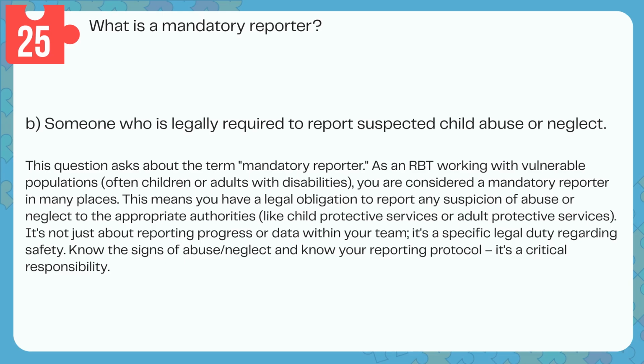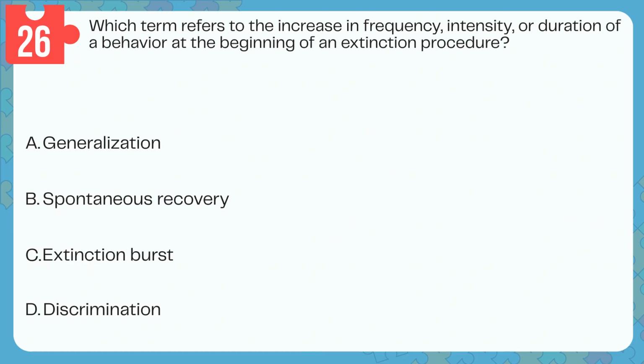This question asks about the term mandatory reporter. As an RBT working with vulnerable populations, often children or adults with disabilities, you are considered a mandatory reporter in many places. This means you have a legal obligation to report any suspicion of abuse or neglect to the appropriate authorities, like Child Protective Services or Adult Protective Services. It's not just about reporting progress or data within your team. It's a specific legal duty regarding safety. Know the signs of abuse/neglect and know your reporting protocol. It's a critical responsibility.